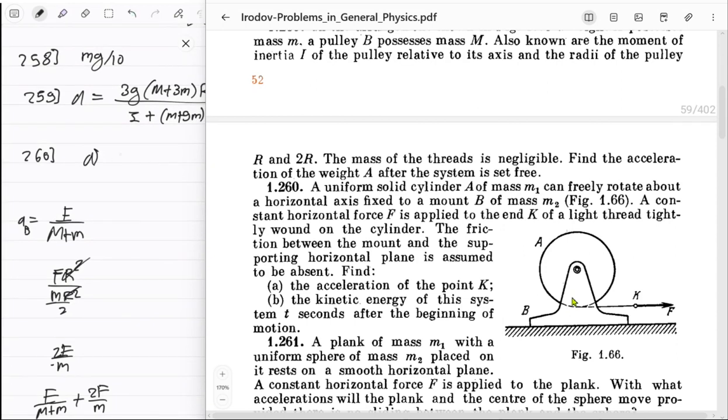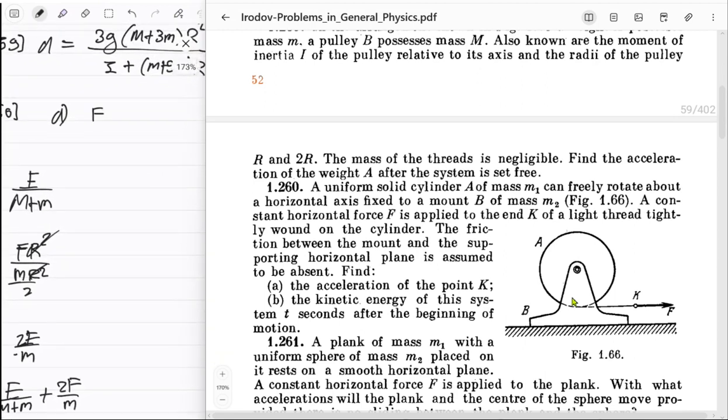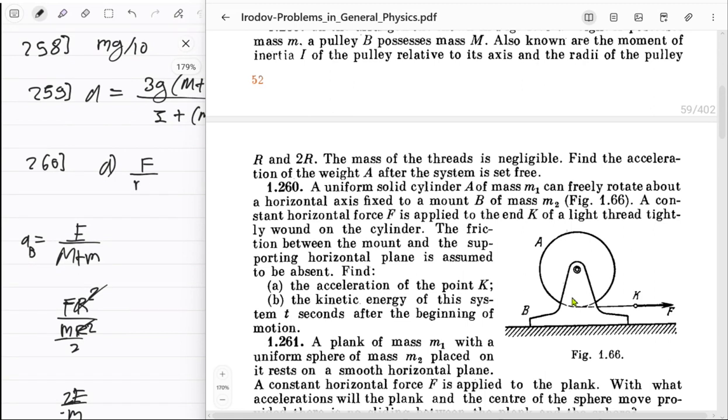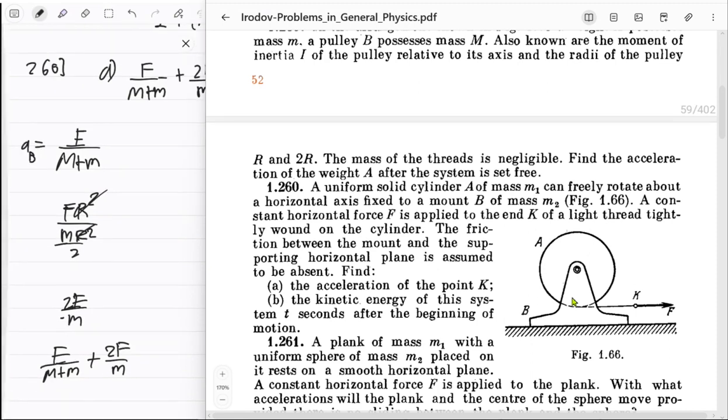The acceleration of the point K, that is this guy. So F upon capital M plus small m, plus 2F upon small m. All right, what's B?